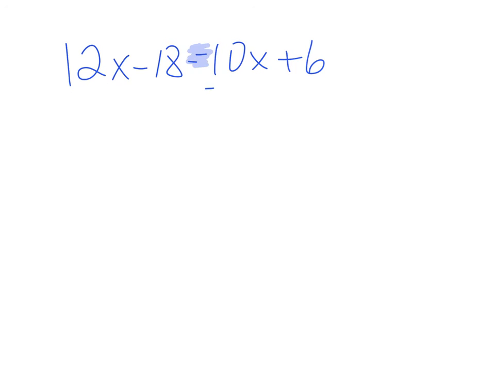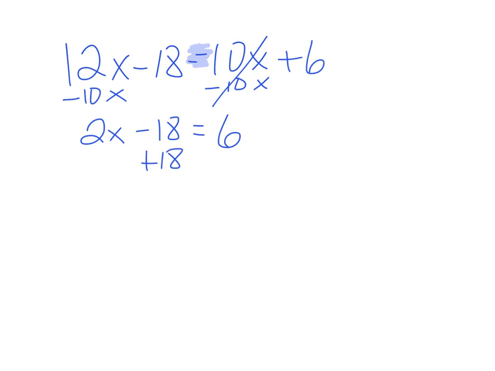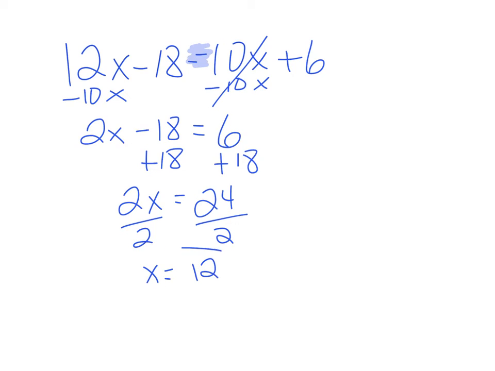Since it's a positive 10, I'm going to subtract the 10x. 12x minus 10x will leave me with 2x, and the rest of it will be the same, minus the 18. 10x minus 10x cancels out because that makes 0 now, and I just have a 6. So you've got to remember when they're on different sides of the equal sign, different sides of the equation, you have to change a sign to move it to the other side. So this is a minus 18. We'll add the 18 to both sides. 6 plus 18 is 24, and then since that's a 2x, we'll divide by the 2, and we're going to get x equals 12 on that one.